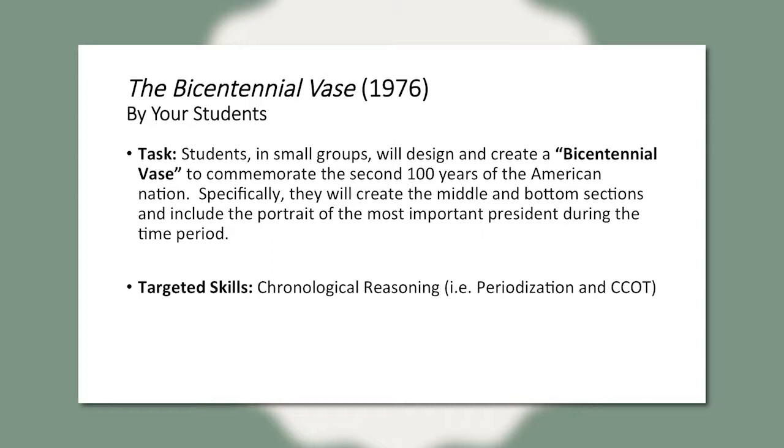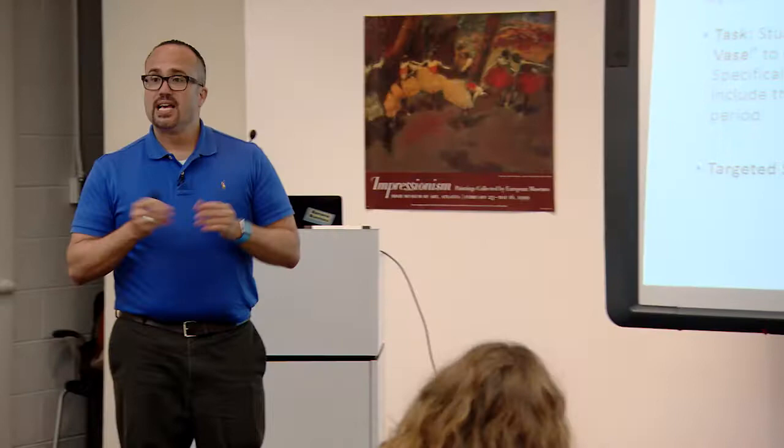But what I want you to consider doing is this, and this is the project. I had the idea of asking my students, well, what about a bicentennial vase? What if we try to emulate what Carl Mueller did all the way back in 1876 for this exhibition in Philadelphia to commemorate 100 years? What if I were to break you up into small groups and ask you to design and create a bicentennial vase that would commemorate 1876 to 1976?